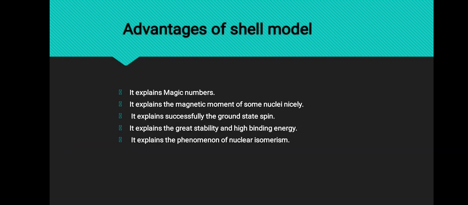Now coming to the advantages of the shell model. It explains the magic numbers as we studied earlier. It also explains the magnetic moment of some nuclei nicely. It also successfully explains the ground state spin. This is included in the postulates. It explains the great stability and high binding energy. We can also understand an element's stability and its binding energy by the shell model. It also explains the phenomenon of nuclear isomerism. We can count the number of isotopes a particular element forms, and it also gives the stability of the element.